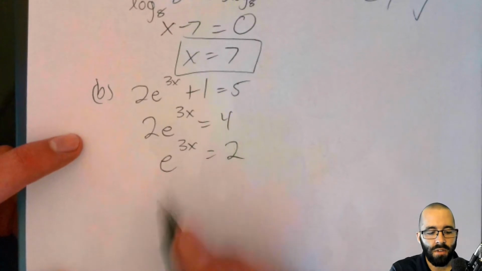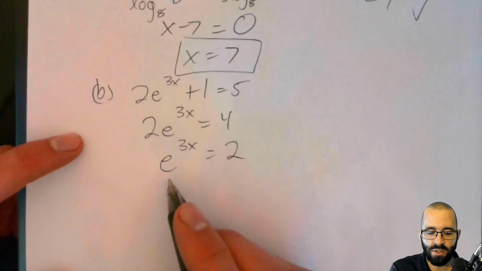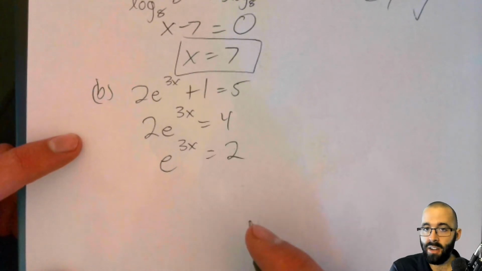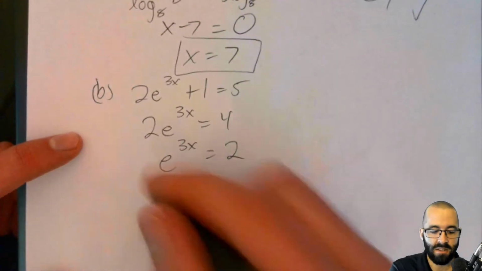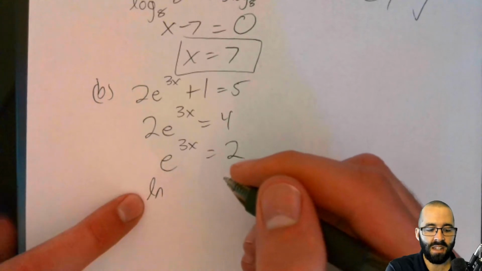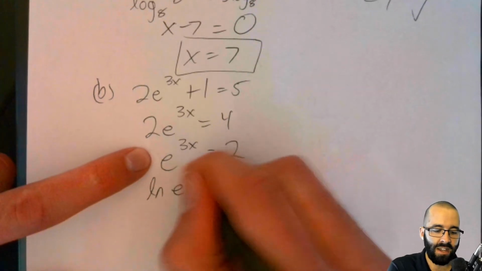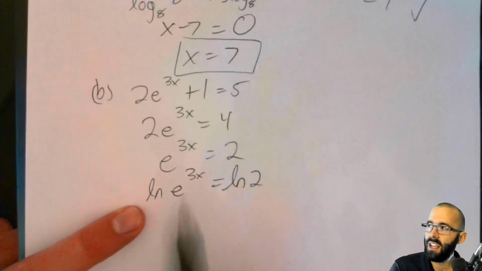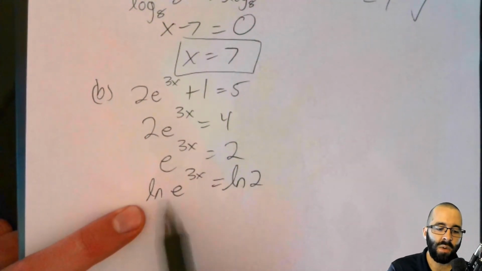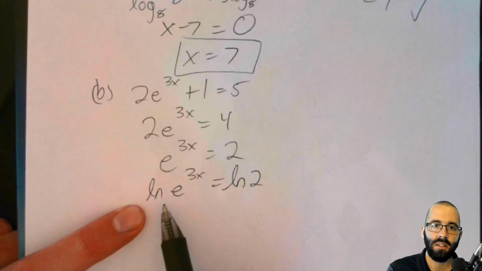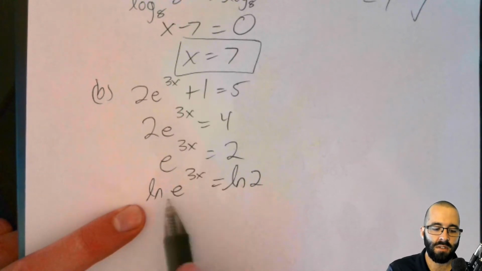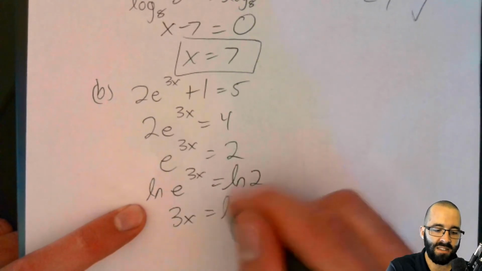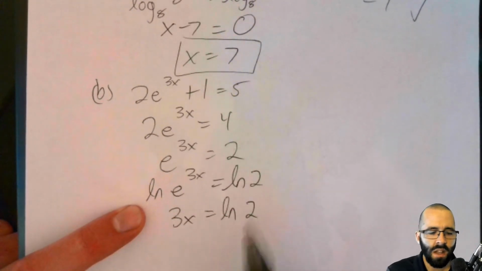Now we undo the exponential with a logarithm. And you can use any logarithm you want. But here I think the natural logarithm makes most sense. Natural log, because that's log base e. So natural log of e to the 3x is equal to the natural log of 2. And just like last time, these are going to cancel completely. They're inverse functions. And the left-hand side cancels to just become that exponent. We get 3x is equal to the natural log of 2.